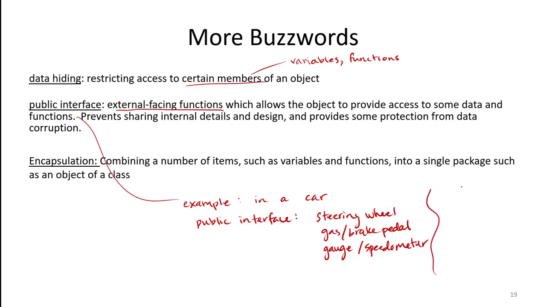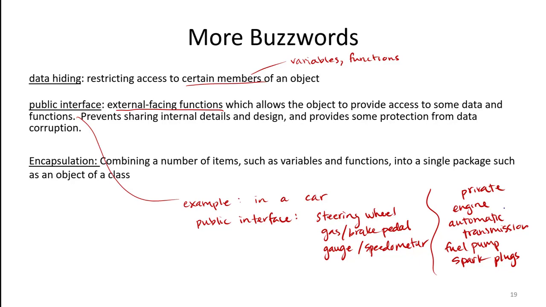But notice that some parts of the car are kept private. For example, the engine, if you have an automatic transmission. Or things like the fuel pump, or the spark plugs. Notice that the driver of the car does not need to control the fuel pump directly. And the driver of the car does not need to know every detail about how the engine works.